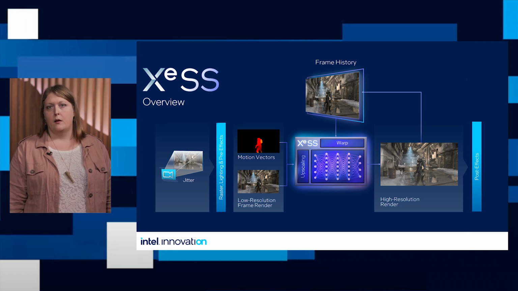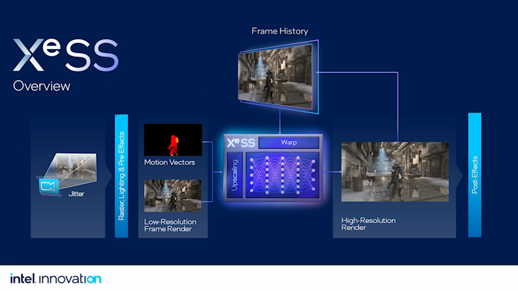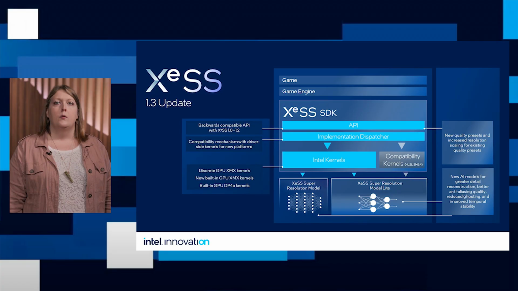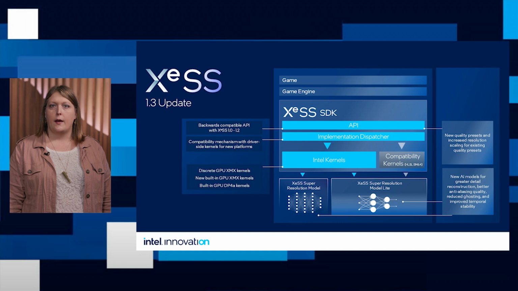Next, it renders frames at a lower resolution, which reduces the workload on the GPU. Then, using motion vectors and frame history, XeSS upscales the image using our XeSS AI model to output a high-resolution anti-aliased frame without the high processing cost. With our recent update to XeSS 1.3, we have brought multiple improvements while maintaining the API's backwards compatibility with previous versions of XeSS 1.0 to 1.2. We have also added new resolution scaling factors and a new AI model for greater detail reconstruction, better anti-aliasing quality, reduced ghosting, and improved temporal stability.